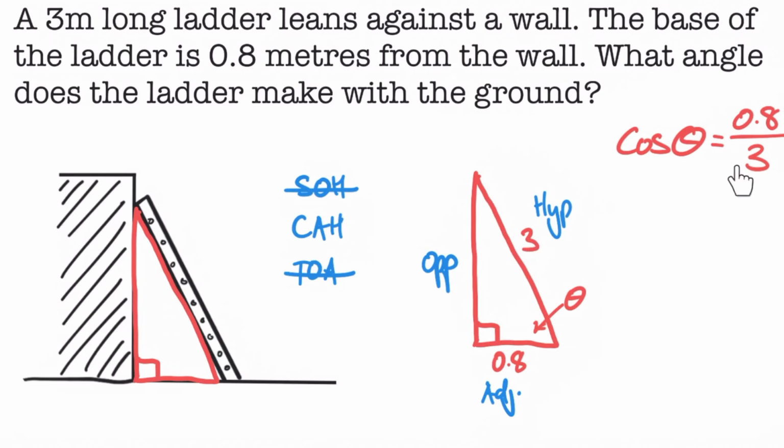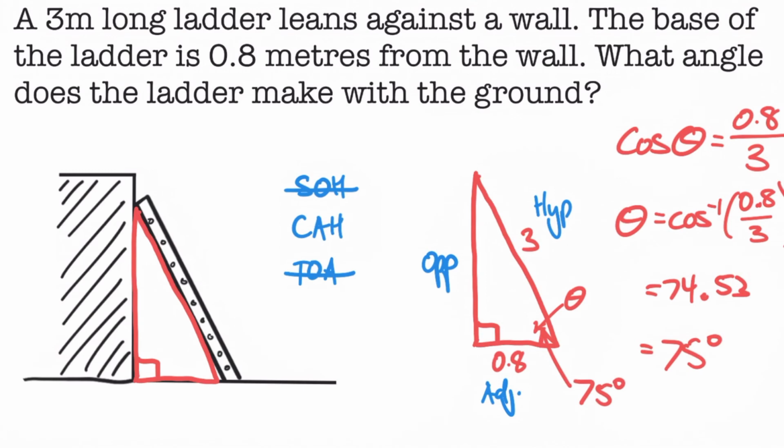That's what this is. Now remember, we can get theta on its own by doing the inverse of the trig ratio. So in this case, I'm going to have inverse cos, cos to the -1, of my 0.8/3. That I can put into my calculator using the same technique that we did in the previous question, and I get a value of 75 degrees for my unknown angle. Well done, you guys.